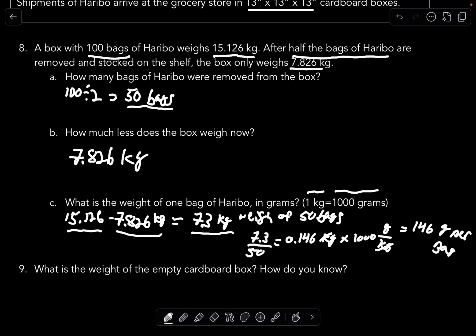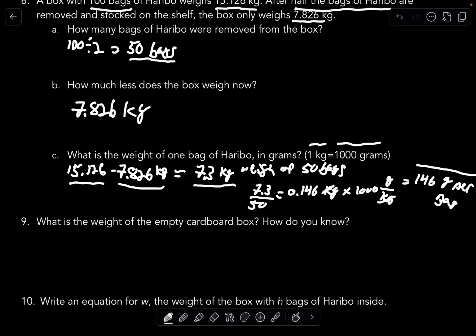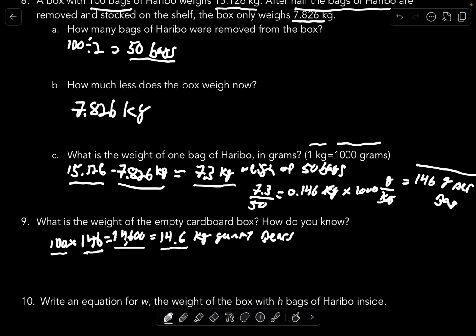Now, if we know that it's 146 grams per bag, then we can figure out the weight of the empty cardboard box, because we know with 100 bags we had 15.126. So we take 100 times 146, and we move the decimal 2 more times, so it'll be 14,600 grams. That's 14.6 kilograms. That's the total weight of just the bags of gummy bears, which equals 14.6 kilograms.